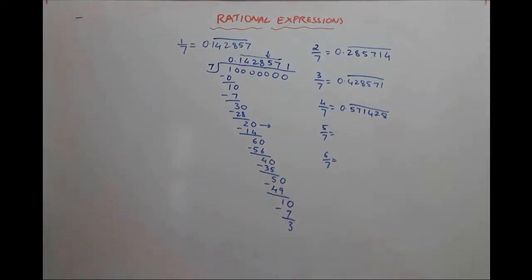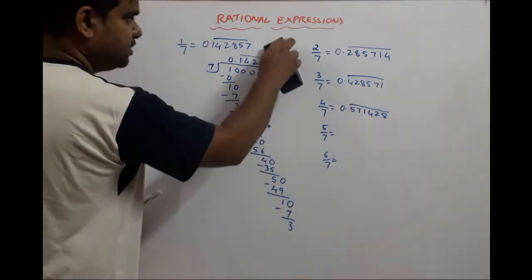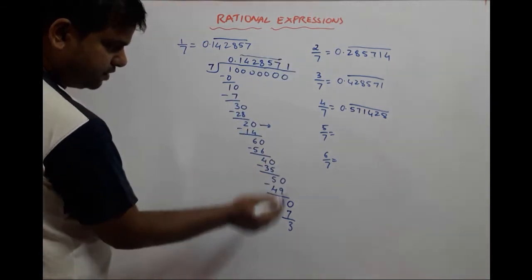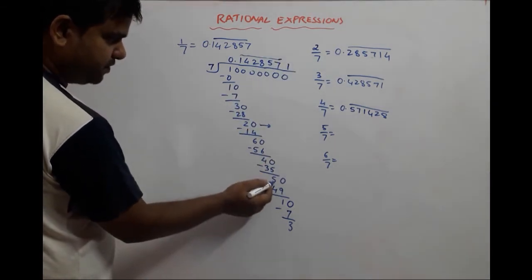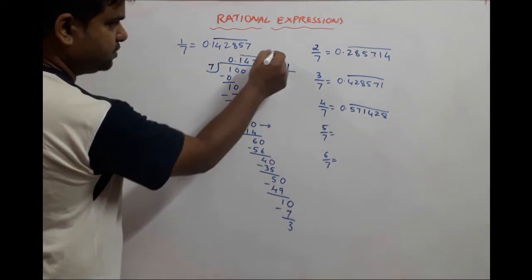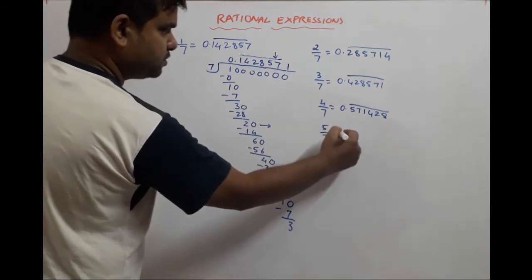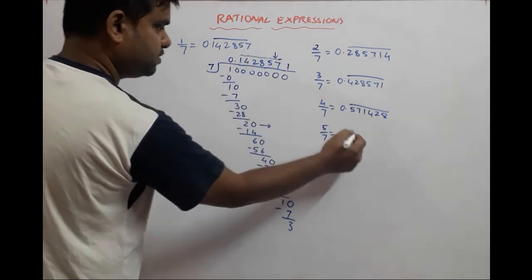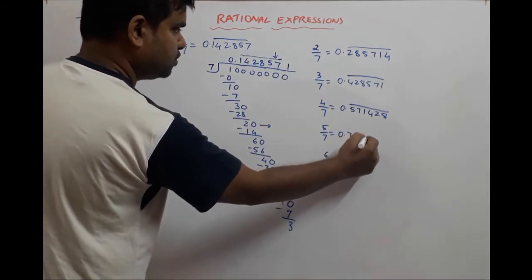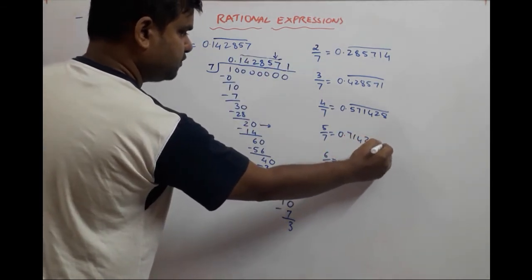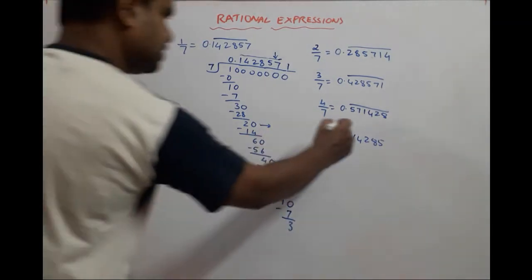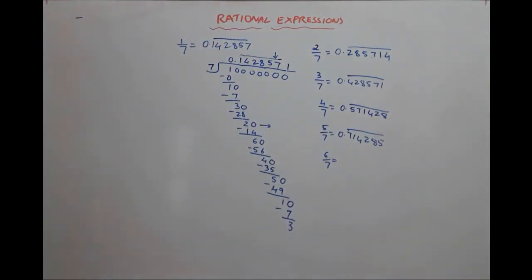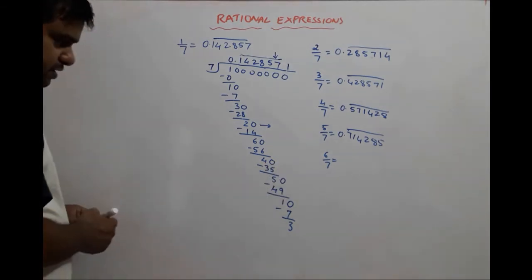Similarly, let us look at 5 upon 7. Where do we get 5 as the dividend? Right over here. So 7 sevens are 49. So that means it begins from here. So 0.7, then it comes back here. 1, 4, 2, 8, 5. With a bar on top. Understood? And for the last one, that is 6 upon 7.